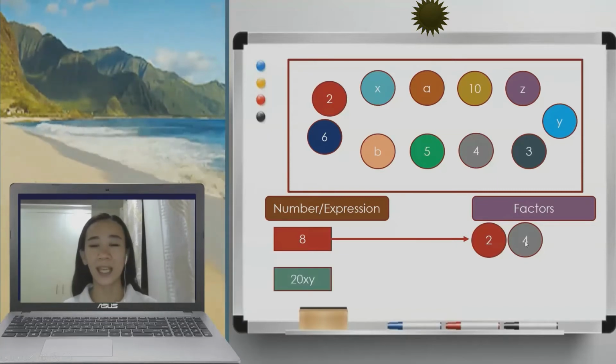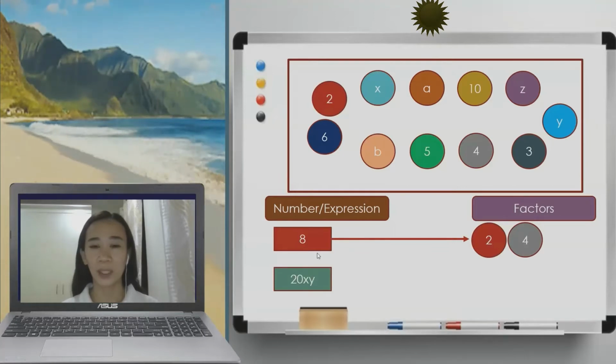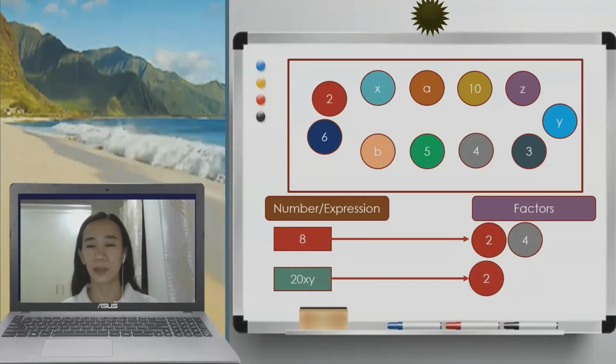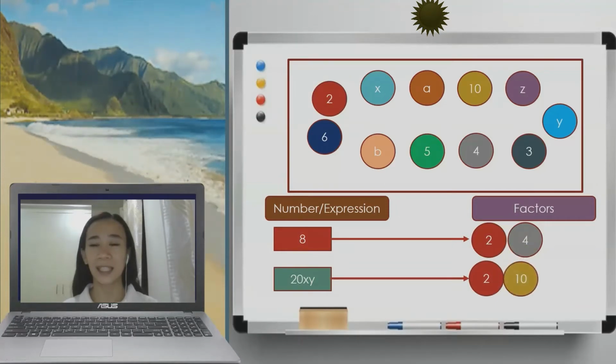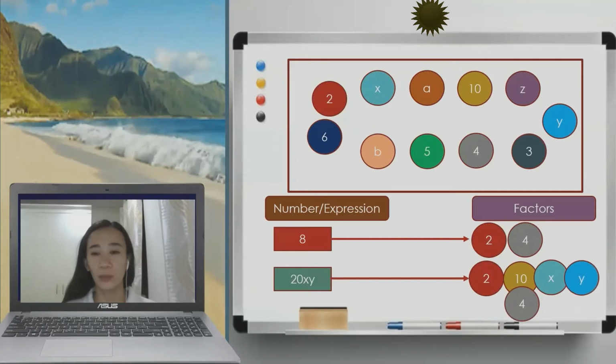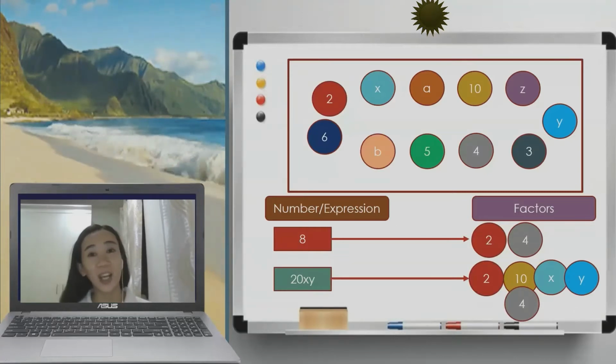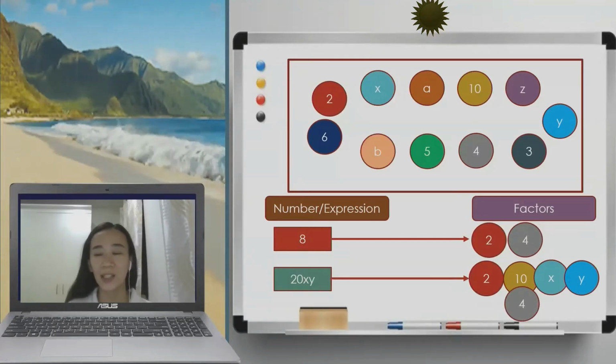How about 20xy? Can we divide 20xy by 2? Yes. What else? By 10. Also by x. By y. By 4. Is there any more number that we can use to divide 20xy and there will be no remainder? Great job! We still have one last number, which is the number 5.